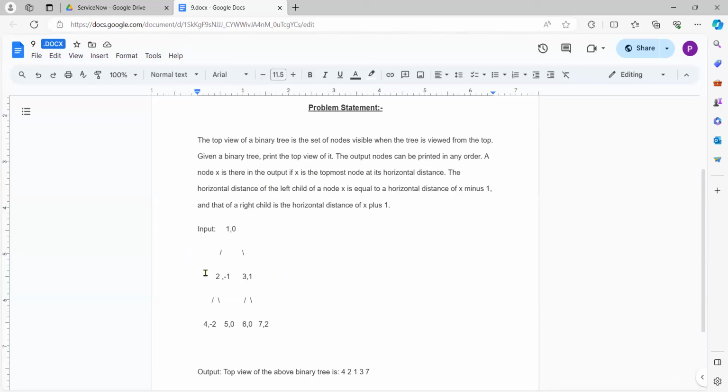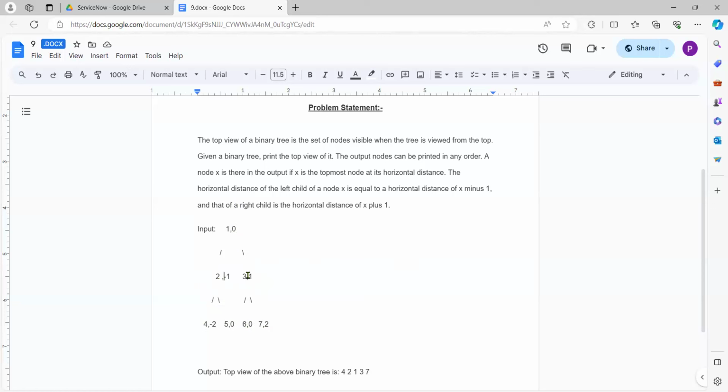Next we have 2 and 3. After that we have 4, 5, 6 and 7. So in this order, this is at the topmost, this is at the second topmost level, third topmost level, and so on. So we have three nodes which are present at 0, but we will only print one because it is at the topmost level.